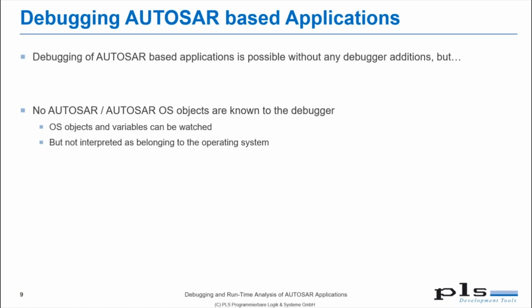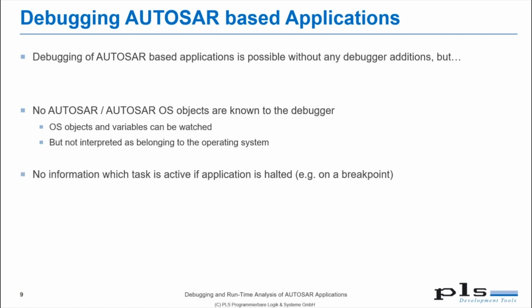But here comes the first but. You have to interpret the meaning by yourself. The second but is the debugger has no knowledge about the tasks of your operating system. However, this is one of the most needed information when you debug your application that is running under control of an operating system. That's not typically or it's specific to AUTOSAR.